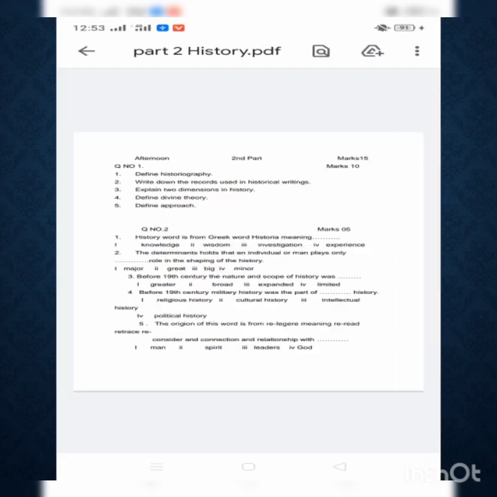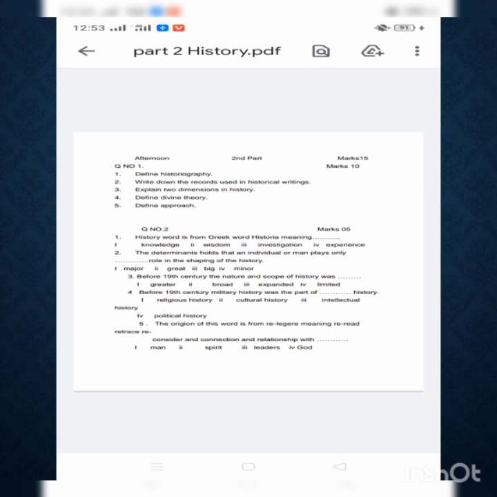And the second part of this history paper also contains two questions. Question number 1 has the following five sub questions. The first one is: define historiography. Second one: write down the records used in historical writing. Third one is: explain two dimensions in history. Fourth one is: define the divine theory. Fifth one is: define approach.